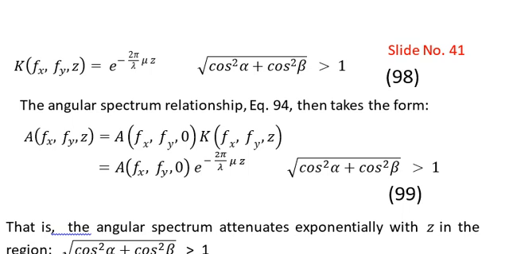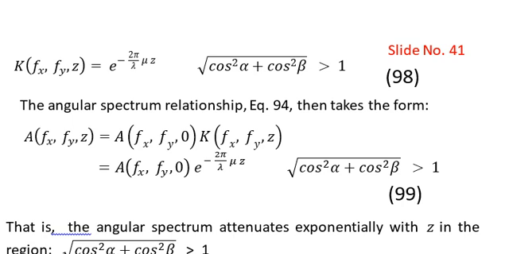So when mu is greater than 0, and if lambda is fixed, then if you increase the value of z, what will happen? This will decay very quickly because it is an exponentially decaying factor.